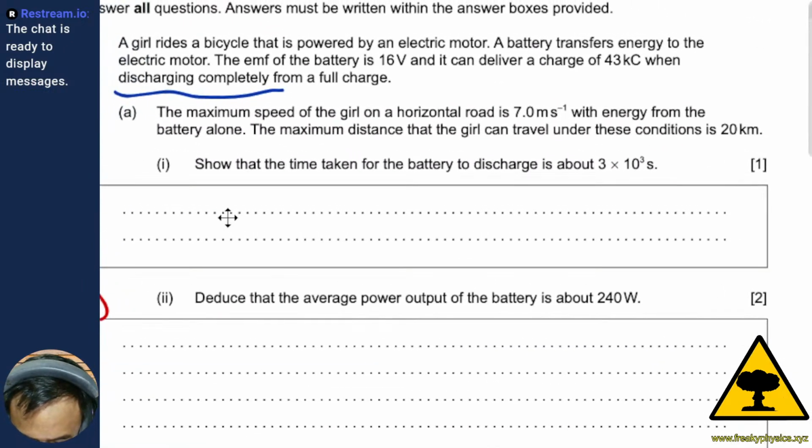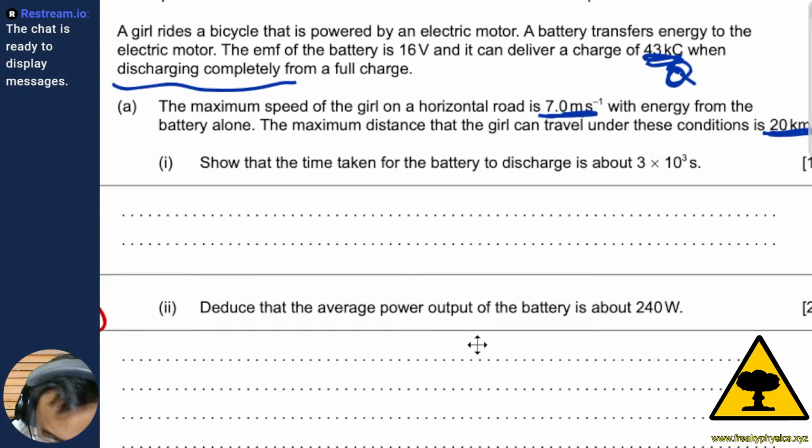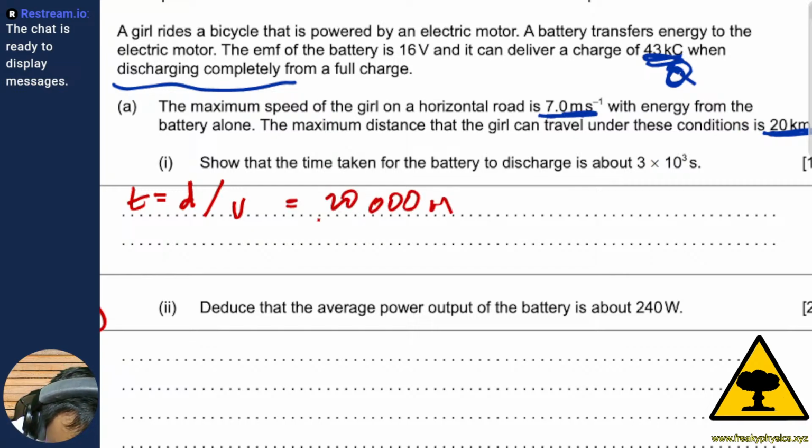But that doesn't really matter for our problem, right? Okay. So if you look here, part 1 is quite easy because you're already given the speed and the distance. All you have to do now is find the time. How do you do that? Time is equal to distance divided by speed, or we'll use v for speed. So that's going to be 20,000 meters divided by 7.0 meters per second. So that's approximately 3.